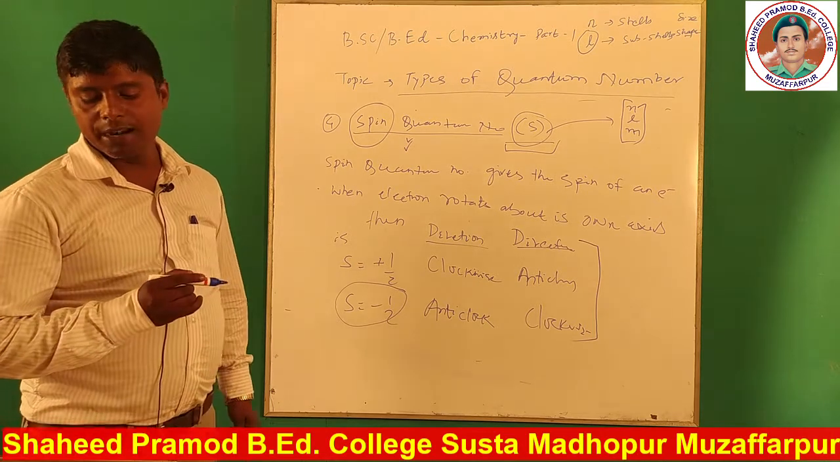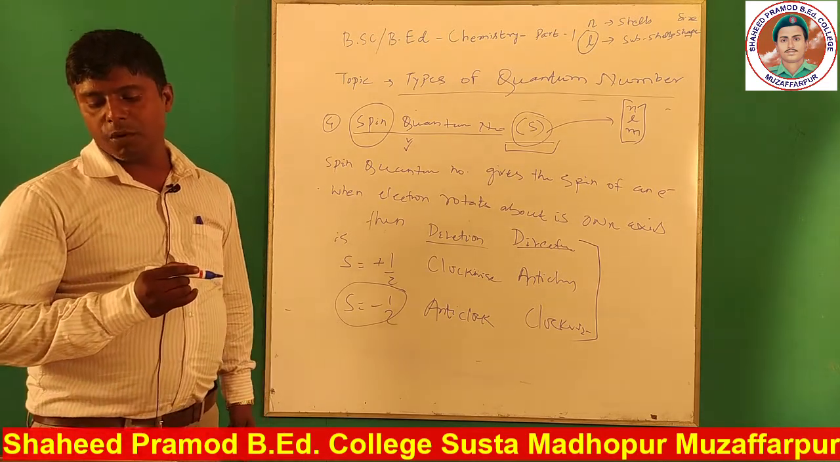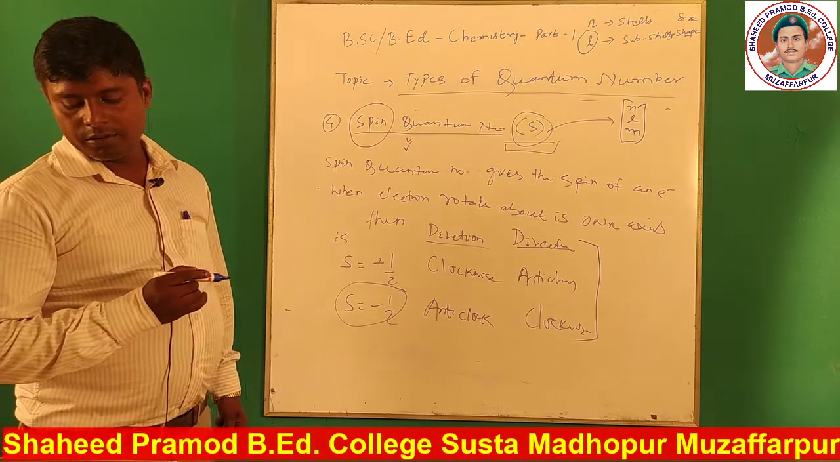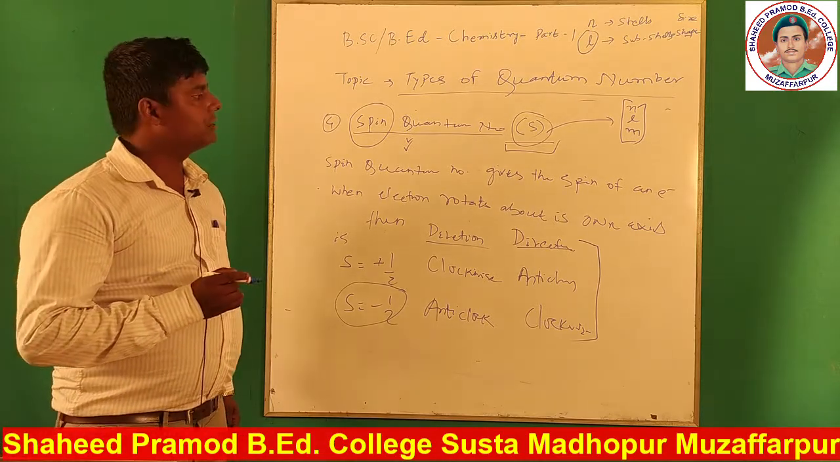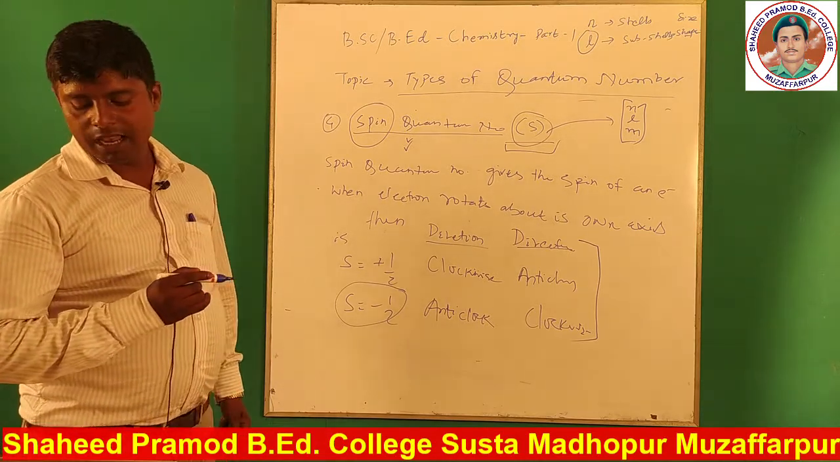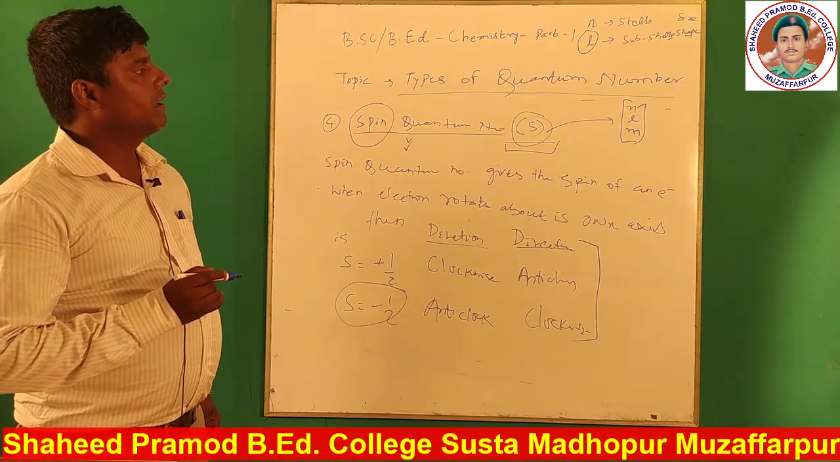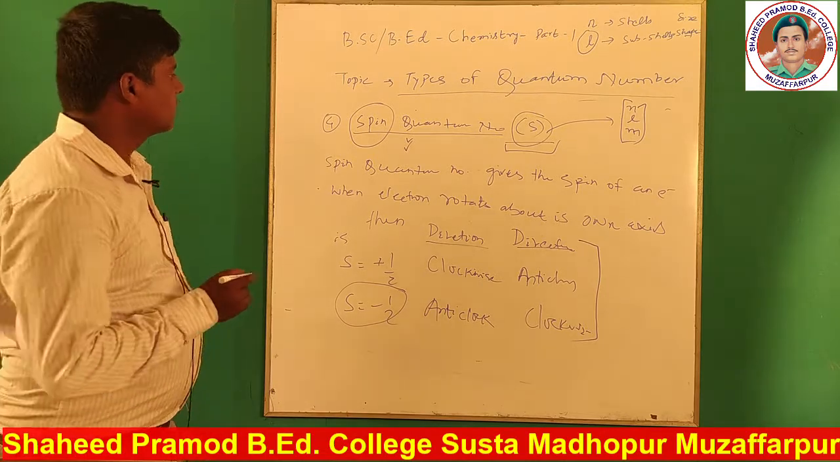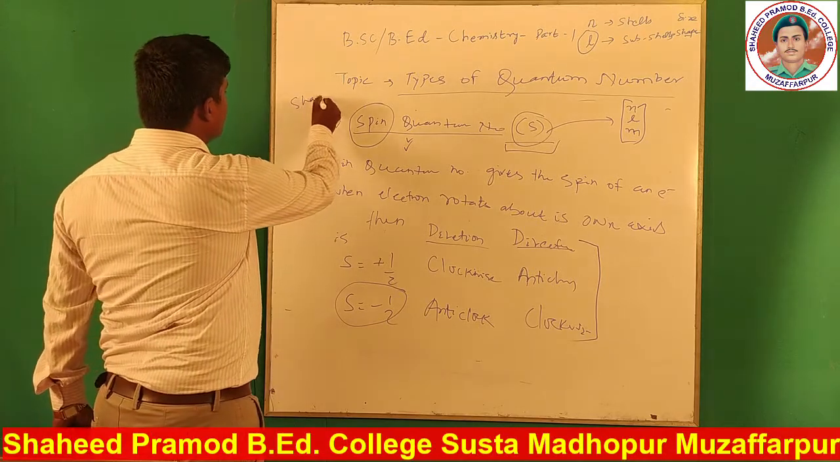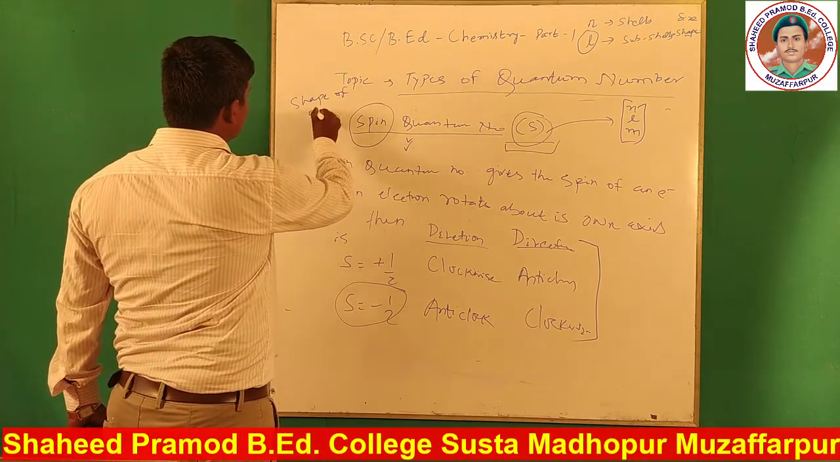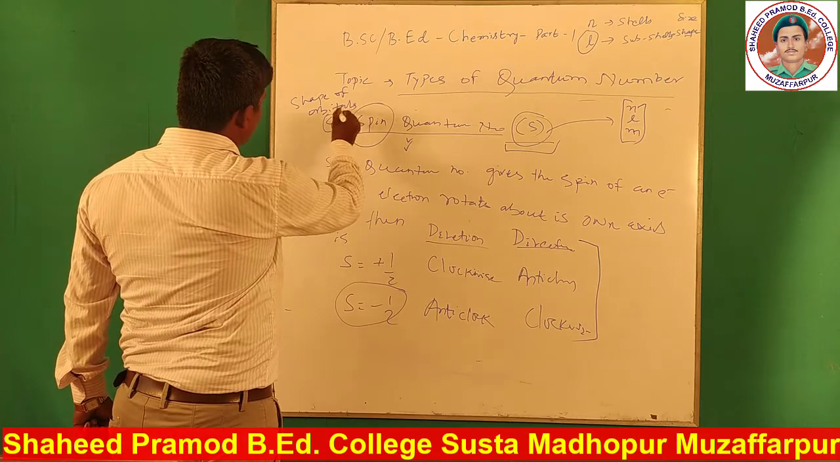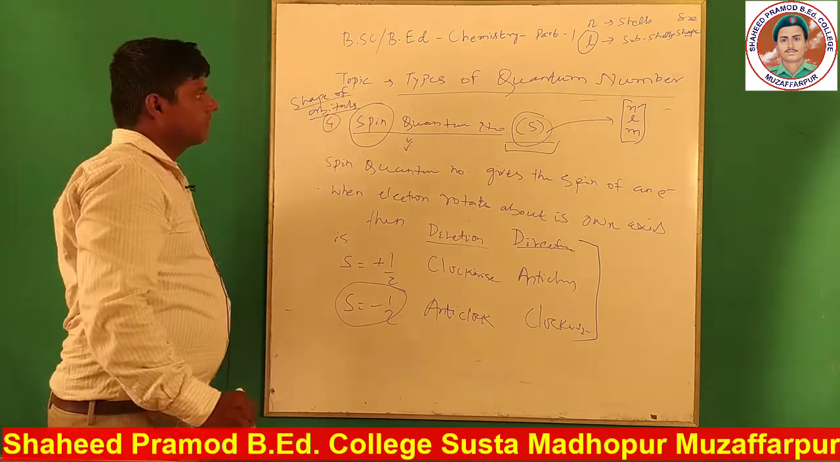Okay, and by tomorrow we will see the radial probability distribution curve for 1s, 2s, 3s, and 4s orbitals. Okay, and by tomorrow we will also see the shape of orbitals. Okay, so by tomorrow we will discuss this topic.